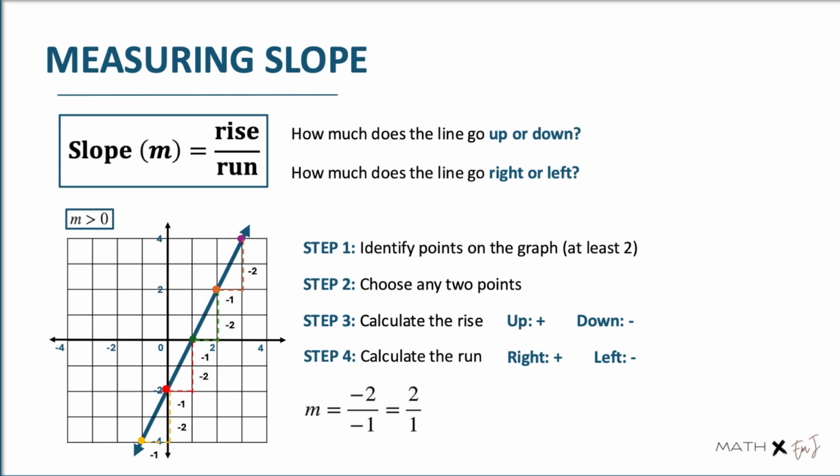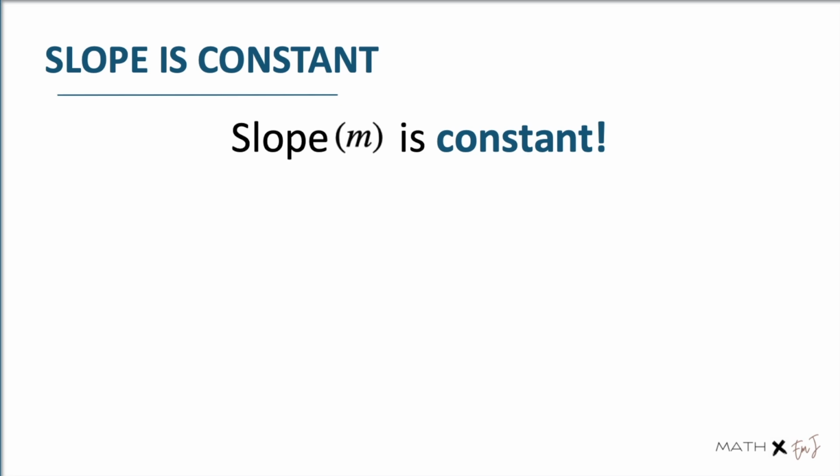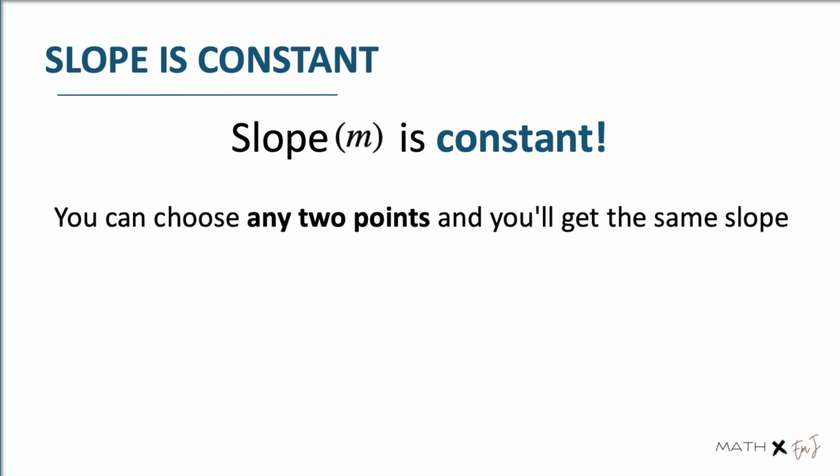So what do these three examples tell us? Well, they tell us something very important about slope. Slope is constant. So this means that the steepness of a straight line is the same at any point. In simple terms, you can choose any 2 points that you want on the line to calculate your slope.